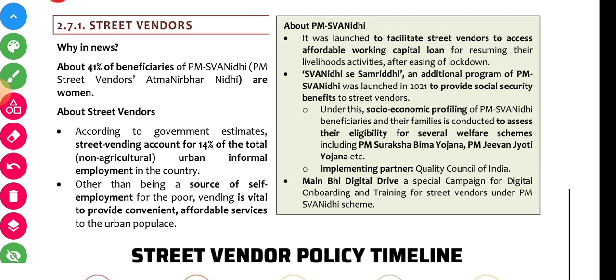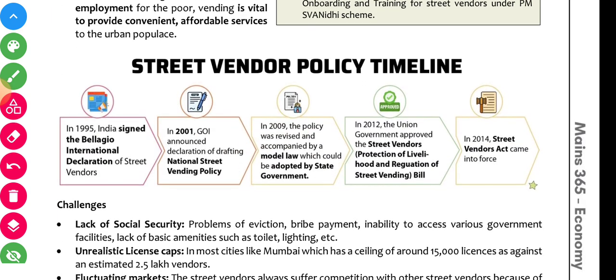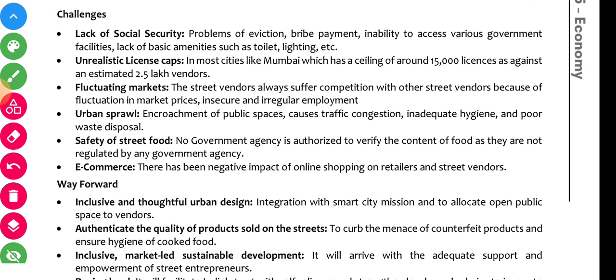Street vendor: Pradhan Mantri Swanidhi Yojana launched by the government, and it includes 41% beneficiaries who are women and 59% are covered under the PM Swanidhi scheme by men. You can remember this and need not go into all the details about this street vendor scheme policy.